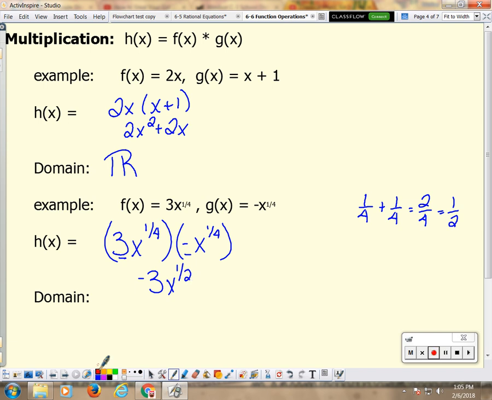Make note, the denominator of my fractional exponent is still telling me I'm taking a root. I'm taking the square root now of this problem. That is still even, which means my domain, my x, has to be greater than or equal to 0.